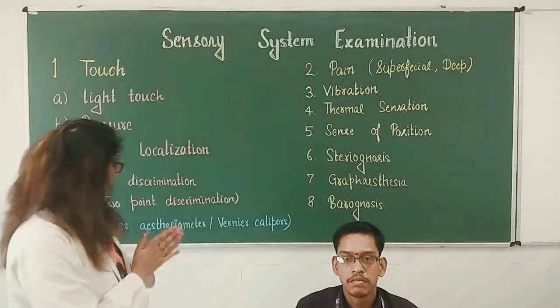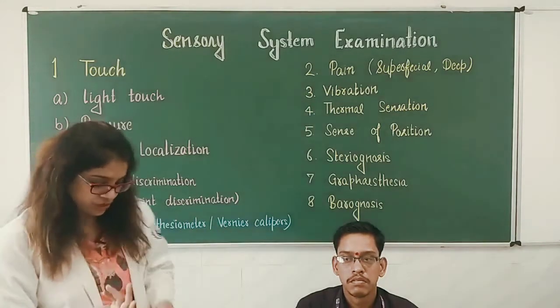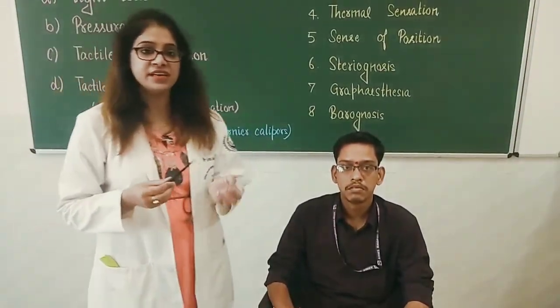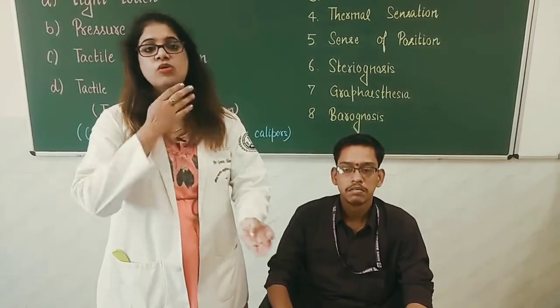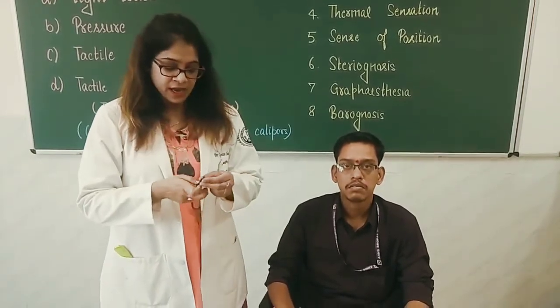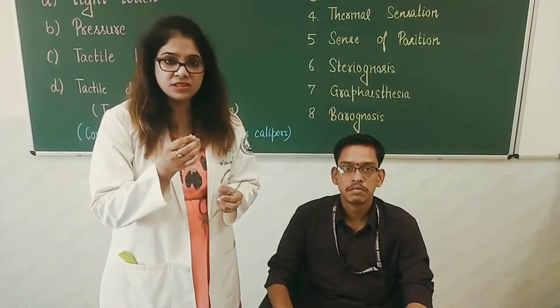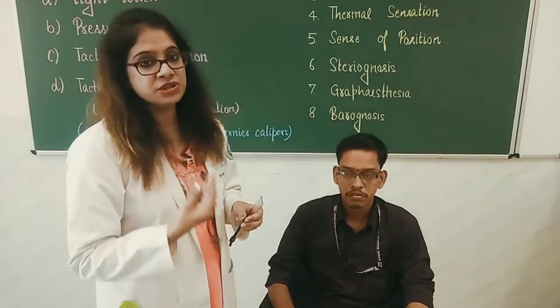Normally it is done with the help of a compass esthesiometer or vernier calipers, but you can use a simple divider and scale. So here I am using a simple divider and scale, and I will start from the distal points and go more proximally, and I will start from a larger distance to a smaller distance. Okay, and you have to explain the procedure to your subject.